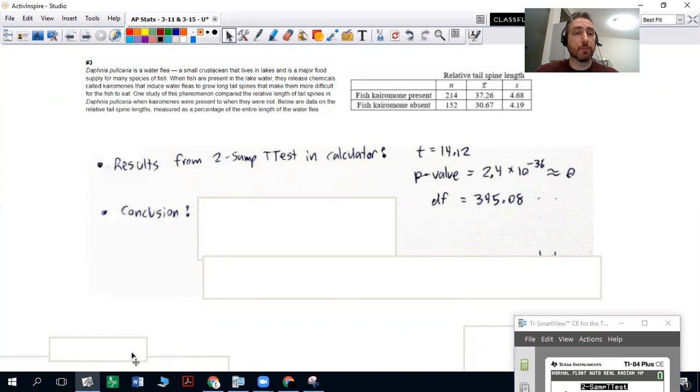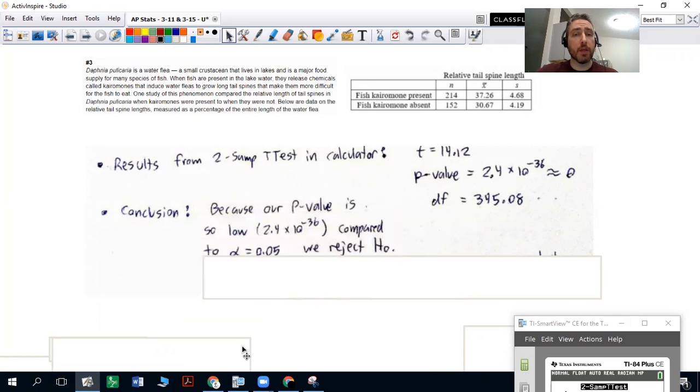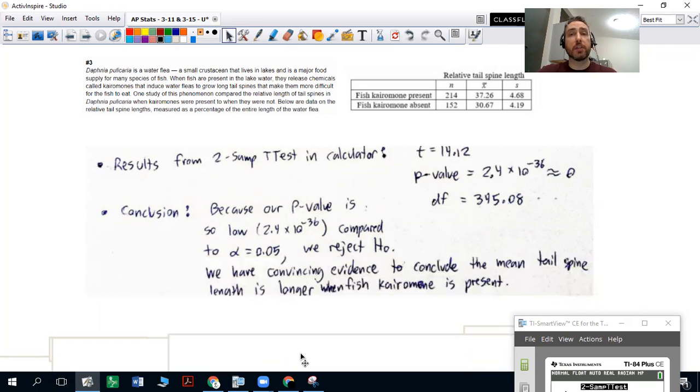Now let's make a conclusion. So we run the test, we identify the test, say we use technology, make our conclusion, report these 3 values, and compare it to your alpha. So our alpha was 5%. Because our p-value is almost 0, when it's compared to alpha, it's much smaller. We reject the null. We have convincing evidence to conclude the mean tail spine length is longer when fish pheromone is present.